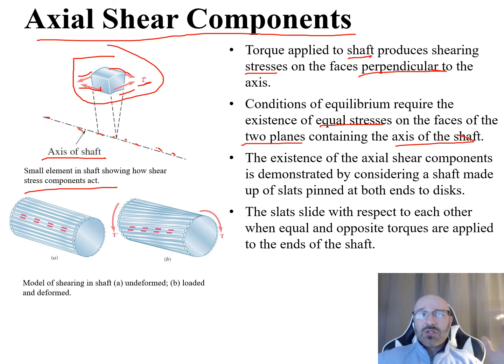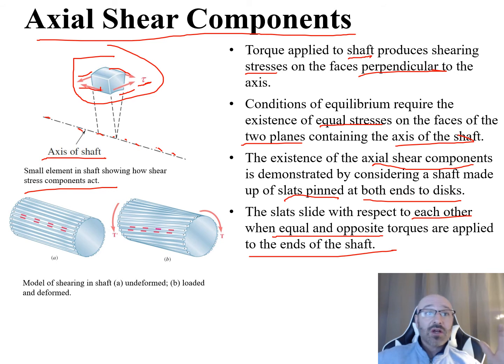So now, in order to demonstrate this here, we have the existence of this axial shear component. We're going to consider a shaft that's made up of slats pinned at both ends of the disc. This is so we can get a good visual representation of what's going on within this. Now, these slats are going to slide with respect to each other when equal and opposite torques are applied to the ends of the shaft.